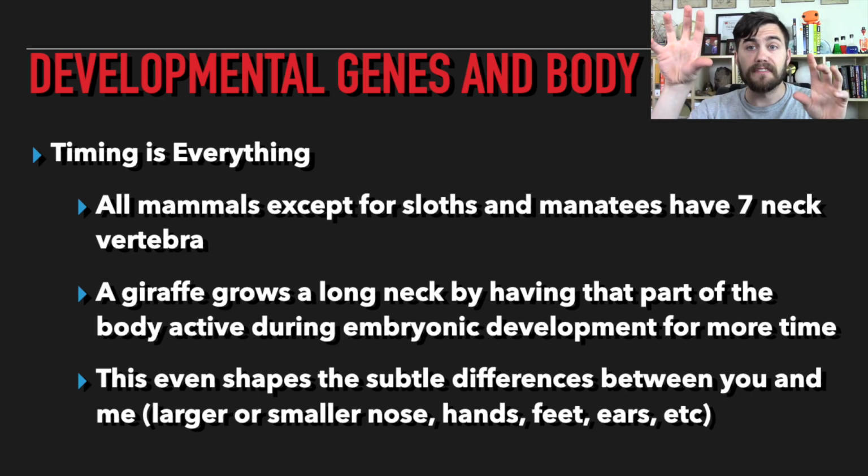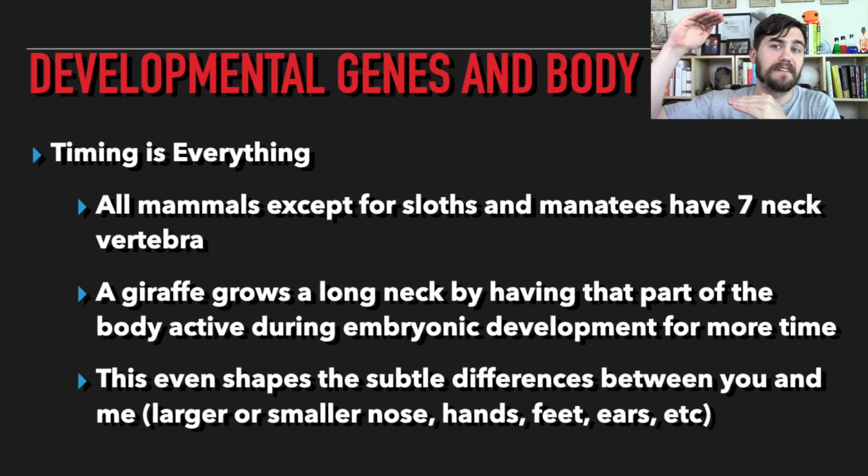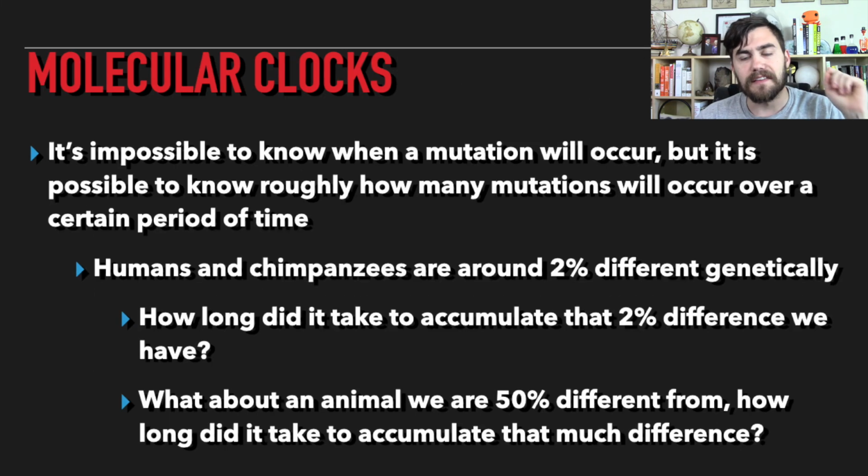But again, those body shape differences that we all have, two people that are the same height can still have totally different body proportions. It's all down to these Hox genes, and timing is everything. Mutations are random. It's impossible to know when a mutation will occur, but it is possible to know roughly how many mutations will occur over a certain period of time.